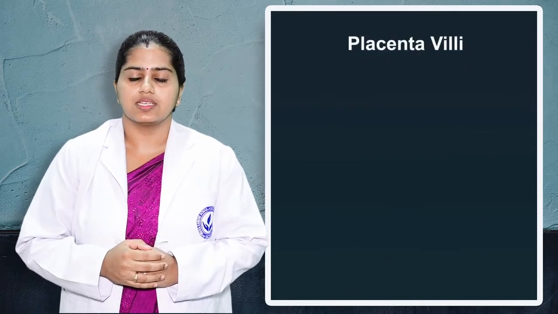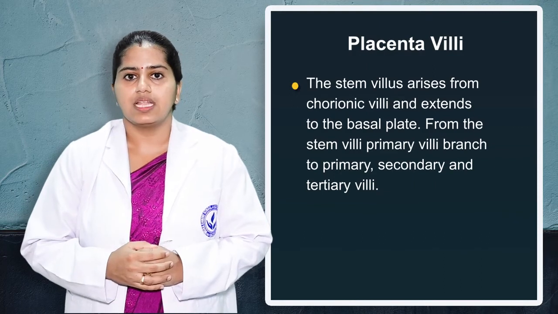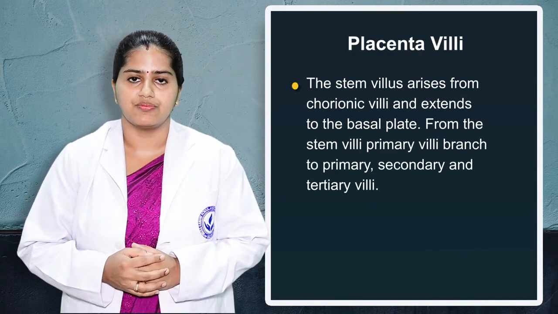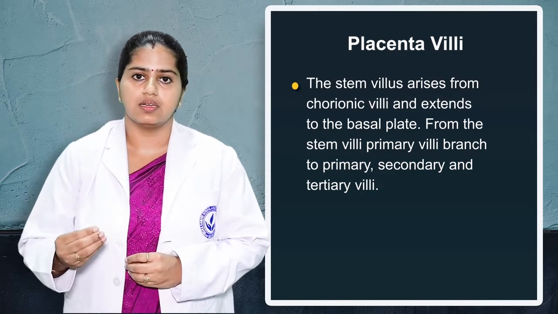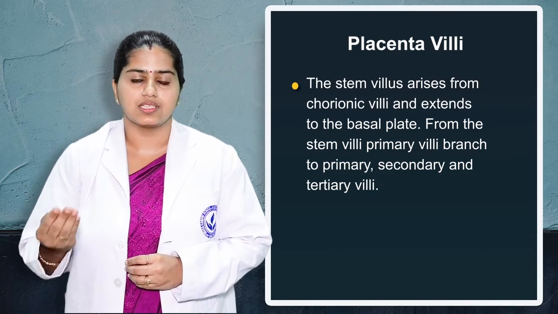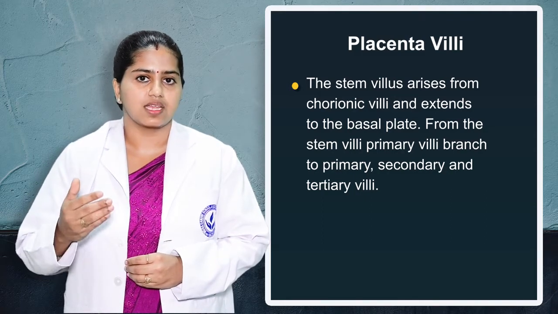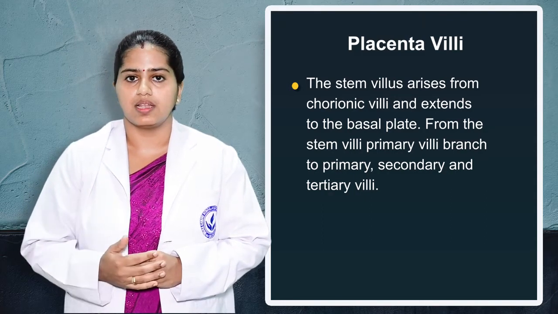So here we will first see what villi are. Villi develop from the chorion. The first formed villi are known as the stem villi. From the stem villi, primary villi, secondary villi and tertiary villi are further formed. These consist of syncytiotrophoblast, cytotrophoblast and mesodermal layers.